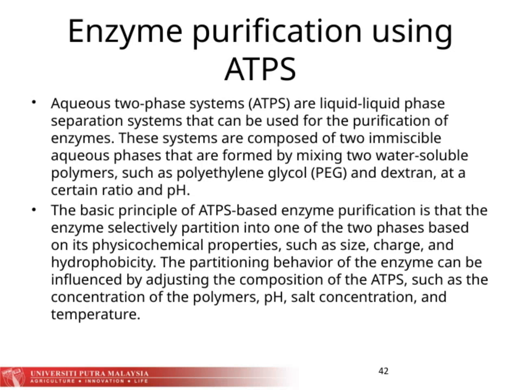Aqueous two-phase systems, or ATPS, are fascinating liquid-liquid phase separation systems that are increasingly used for enzyme purification. These systems consist of two immiscible aqueous phases, which are created by mixing two water-soluble polymers at specific ratios and pH levels. Common polymers used include polyethylene glycol, or PEG, and dextran. The core idea here is that enzymes can be selectively partitioned into one of these two phases based on their unique physicochemical properties, such as size, charge, and hydrophobicity.